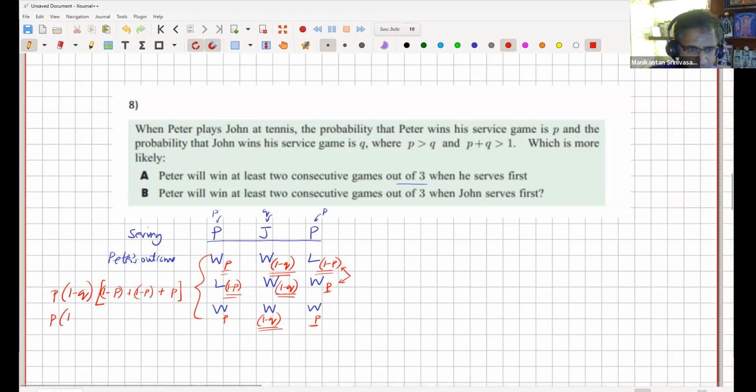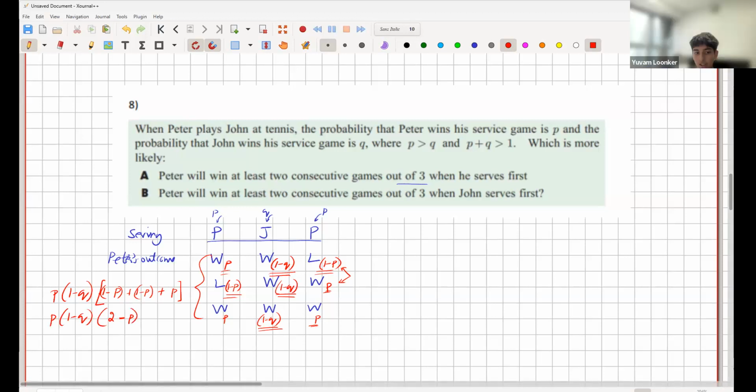So it's P into 1 minus Q into 2 minus P. Am I right? Is this what you guys got independently? Navya, is this what you got? Yeah. Did it? Okay, cool, nice.